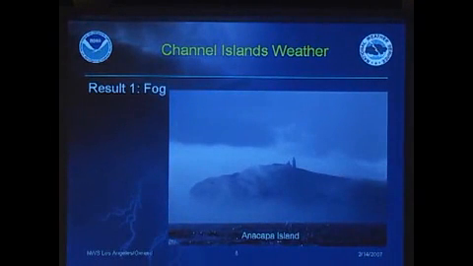Well, there's our result. This is Anacapa Island, a good example of fog. And it's rather in a formative stage. It doesn't look like it's a very thick layer at this point. So it's really hugging the ocean. This is the time when it's really quite a hazard to shipping and marine customers. So we watch these situations very closely and advise boaters and mariners accordingly.